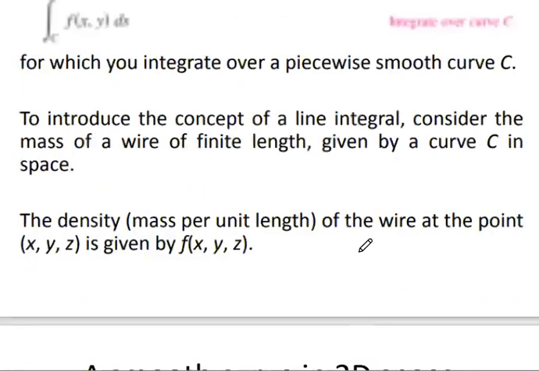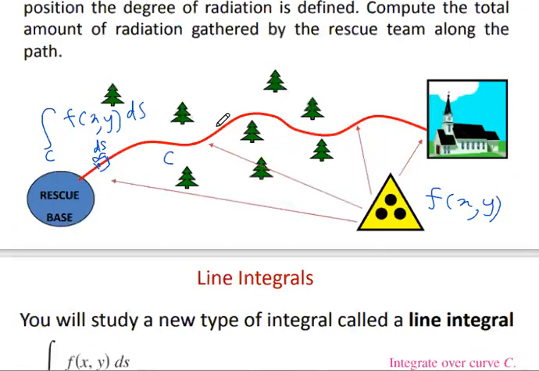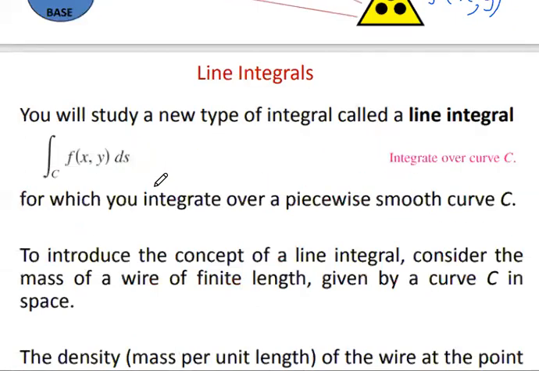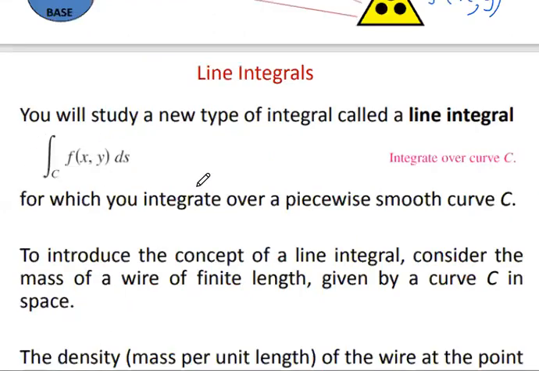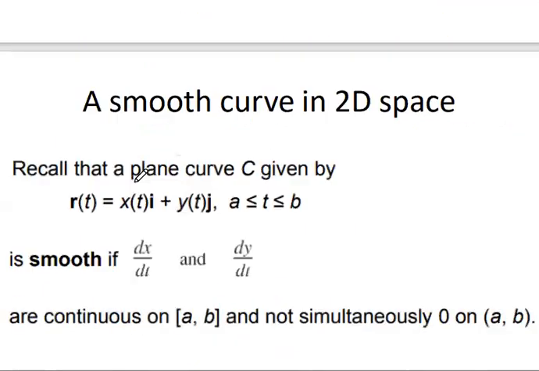So let's assume the path is smooth. Then you can compute the line integral. This is the line integral in a scalar field. Let's try to prove this one.